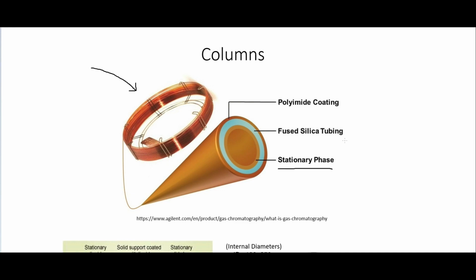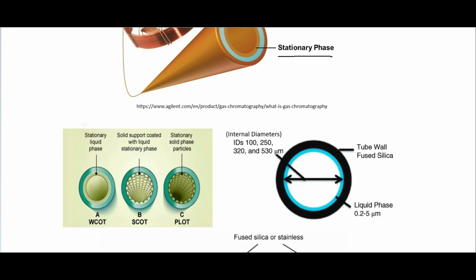You can get packed columns, but most often they are going to be coated on the sides of the column. These are some different kinds of stationary phase we can get. We can get the stationary phase in what's called the WCOT, or the SCOT, or the PLOT, which I will discuss in more detail later. They're just different ways of having your stationary phase adhered to the sides of the column.